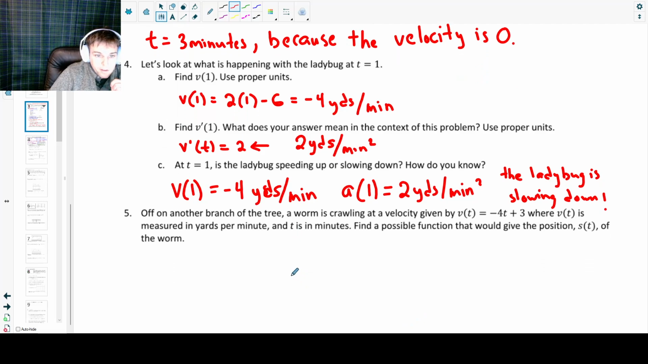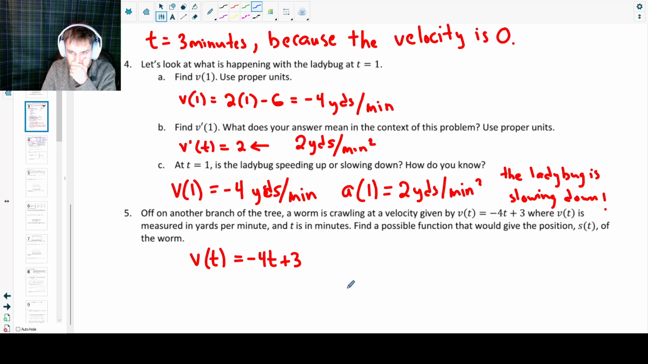All right, last question here. Off on another branch of the tree, a worm is crawling at this velocity: v of t equals -4t plus 3, where v of t is measured in yards per minute and t is in minutes. So that's the same units that we were dealing with before, yards per minute and minutes.